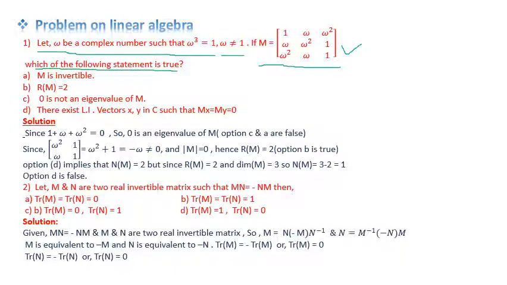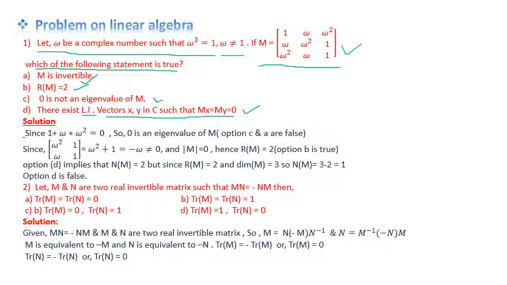The first option is M is invertible. The next option is R of M equals to 2, means rank of M equals to 2. Next option is 0 is not an eigenvalue of M, and the last option is there exist LI, linearly independent vectors x, y in C such that Mx equals to My equals to 0.